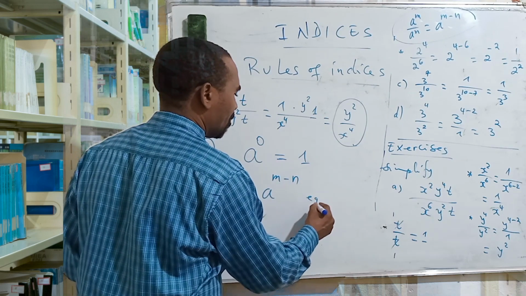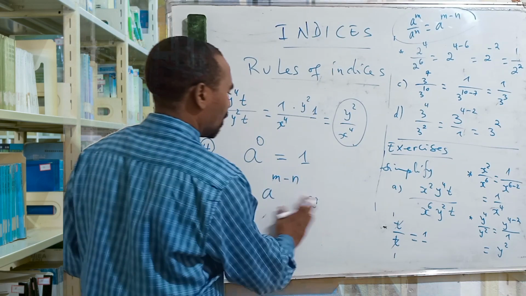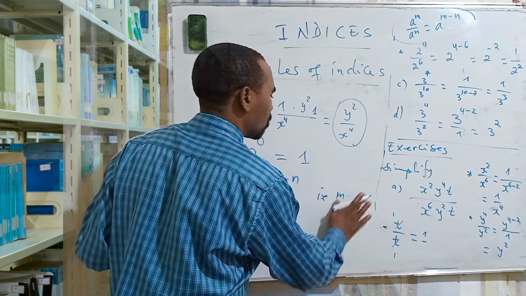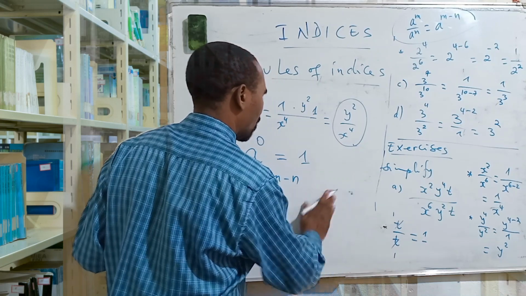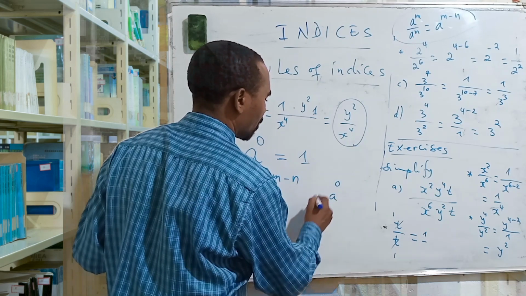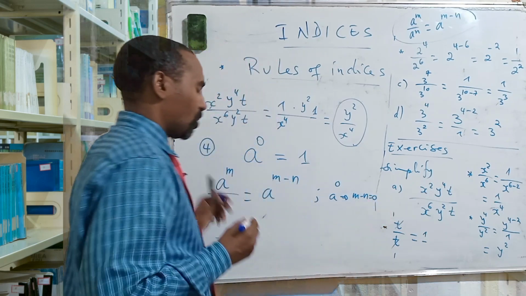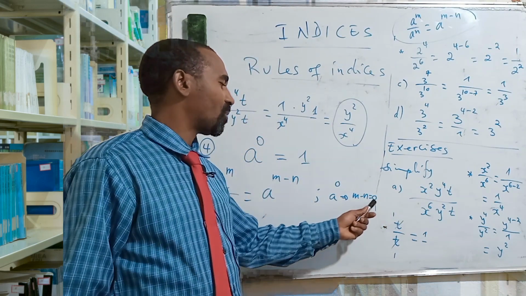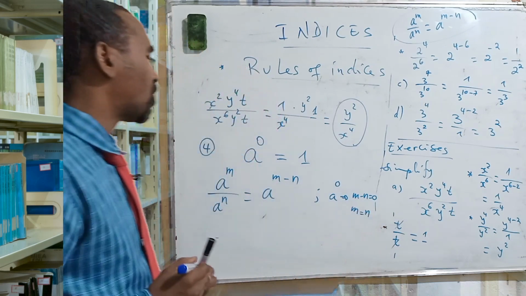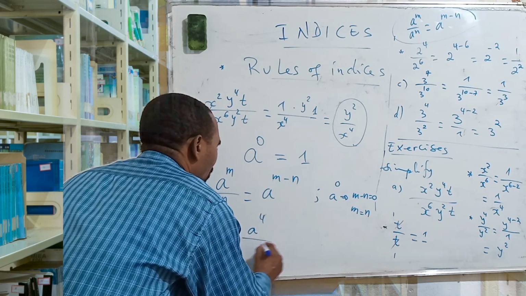Let's use an example. If I have a power 0, it means that m minus n is equal to 0. When m minus n equals 0, it is when m equals n. I'm going to take now two powers, like a power 4 over a power 4.